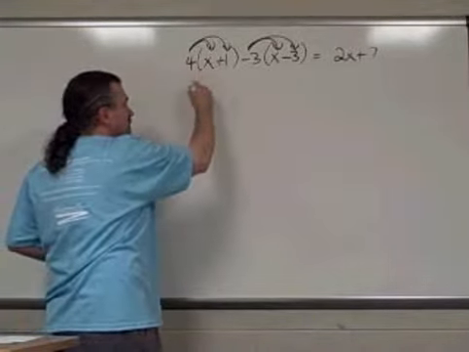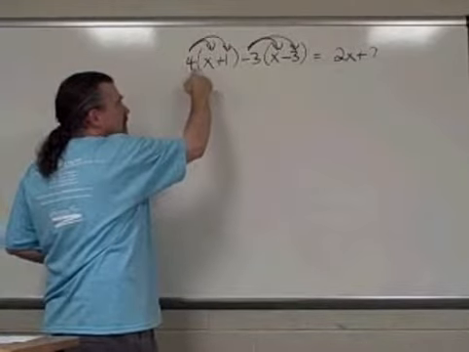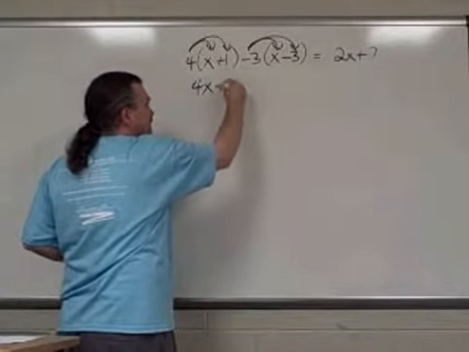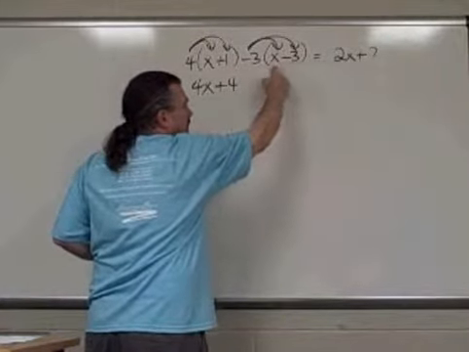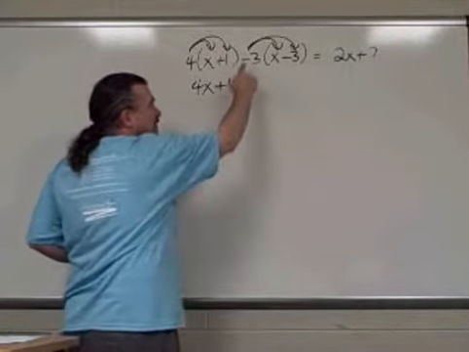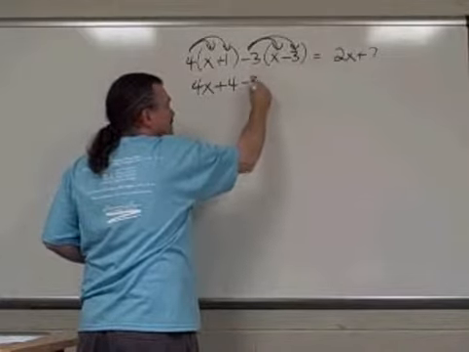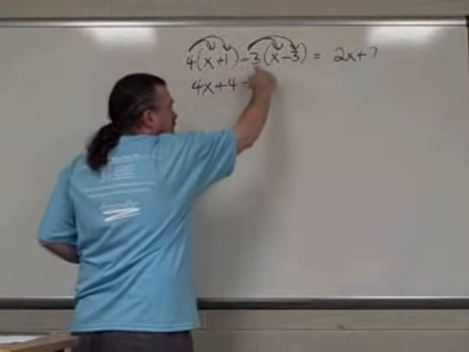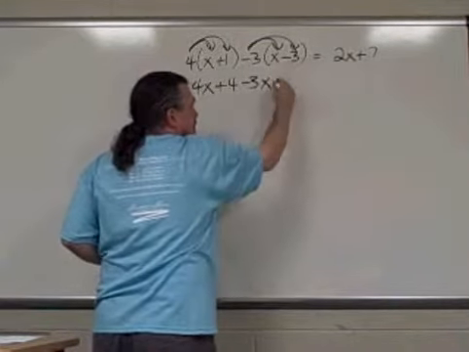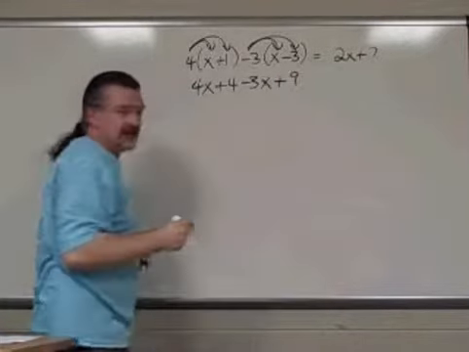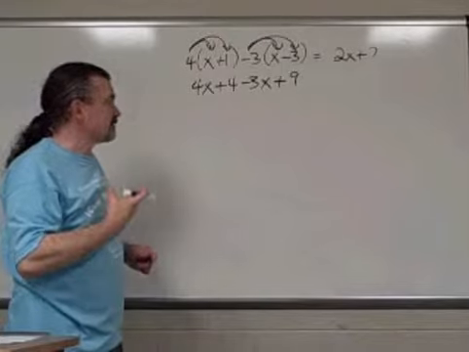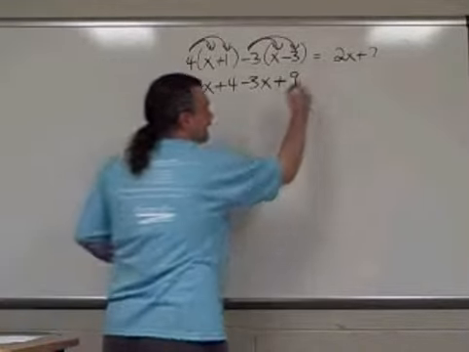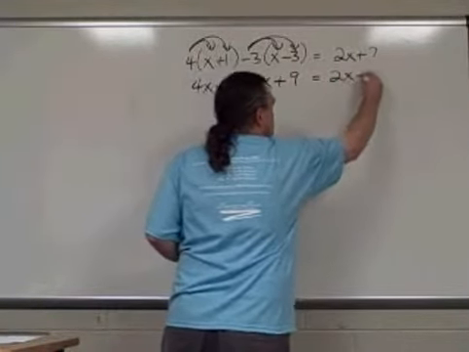4 times x gives us 4x. 4 times a plus 1 is plus 4. Think of this as minus 3 being multiplied times each of those terms. Minus 3 times x is minus 3x. And minus 3 times a minus 3 gives us plus 9. It's like taking a negative times a negative gives you a positive. Equals 2x plus 7.